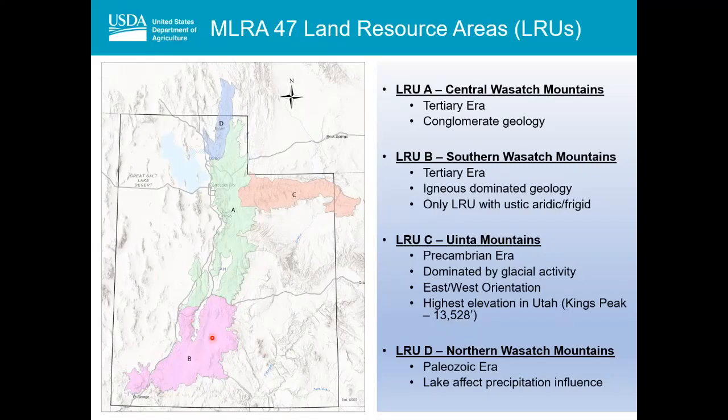The southern portion down here, the southern Wasatch Mountains, is also tertiary, but it's dominated by igneous geology, and it's the only one of the LRUs that has a ustic-aridic precipitation regime and a frigid temperature regime. LRU-C is older, Precambrian. It's dominated by glacial activity, and to the best of my knowledge, it's one of the only, if not the only, major mountain range that runs east and west in North America. It also has the highest peak in Utah, which is Kings Peak, which is over 13,000 feet.